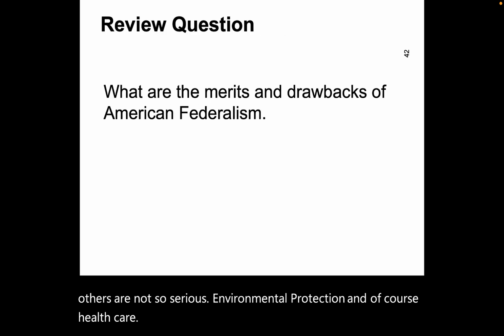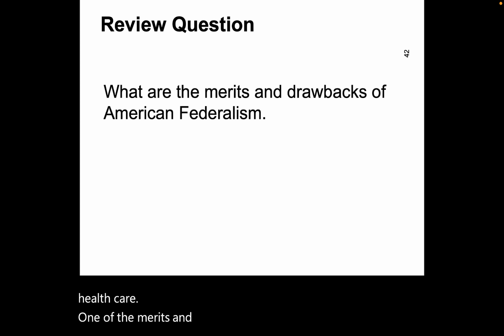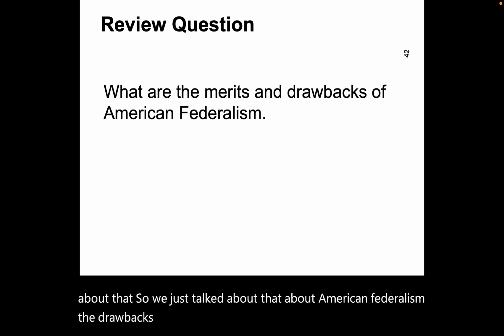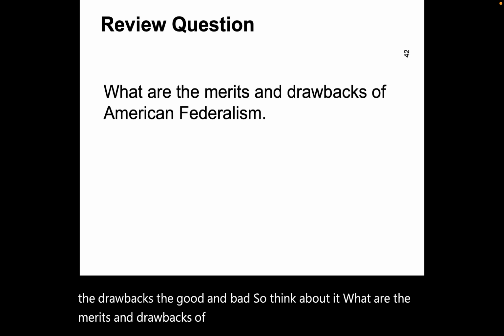So, what are the merits and drawbacks of American federalism? Think about that. We just talked about American federalism, the drawbacks, the good and the bad. So think about it. What are the merits and drawbacks of American federalism?